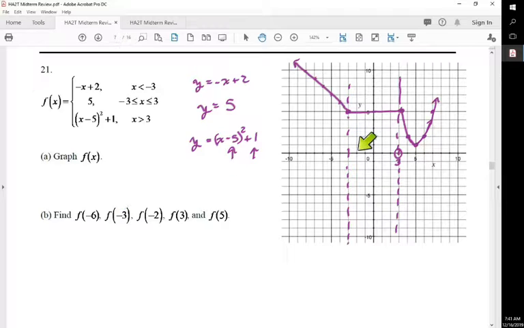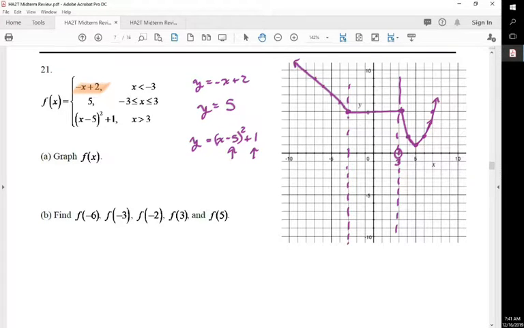F of -3 is right there. That goes up to 5. F of -2, that is also 5. And then F of 3 is also 5. And then F of 5, that is 1. Quite simple, yeah?